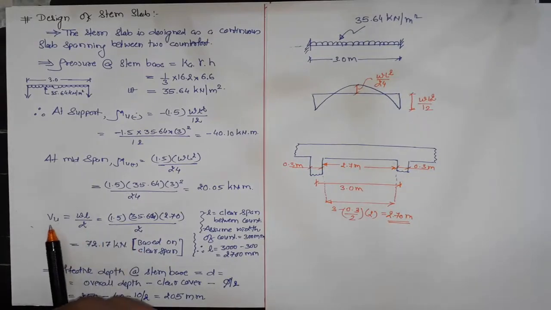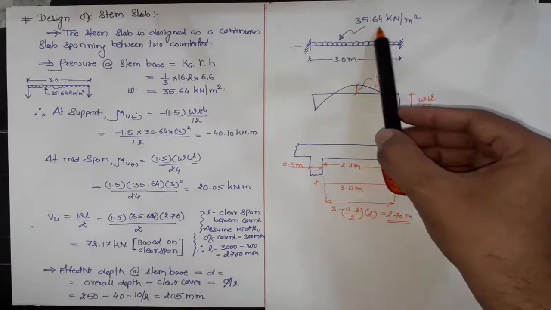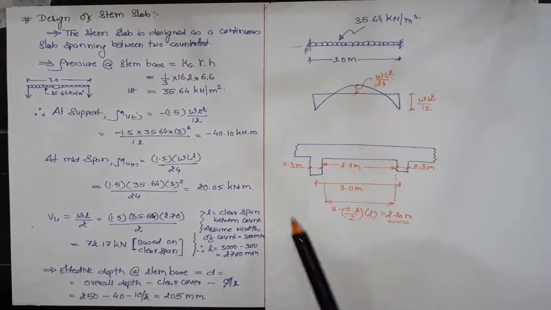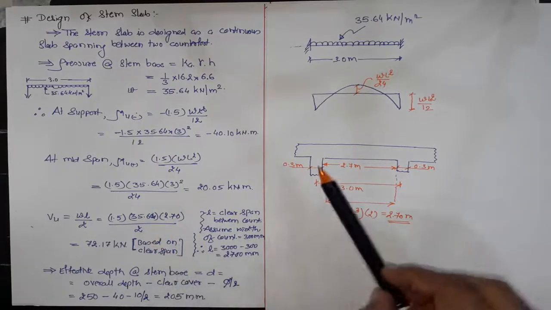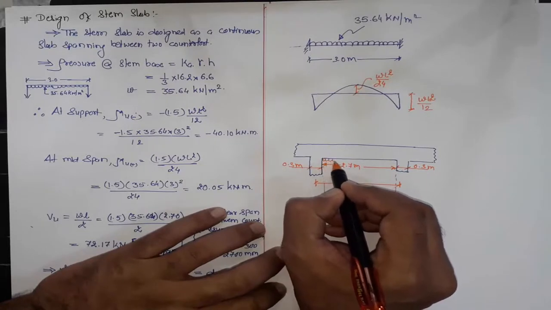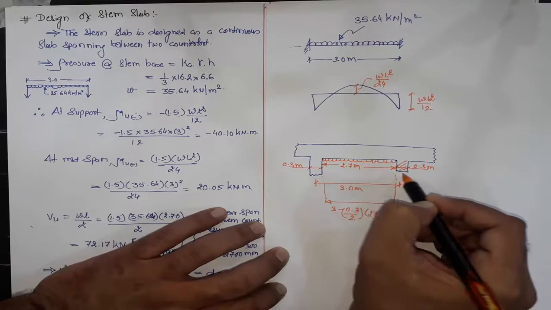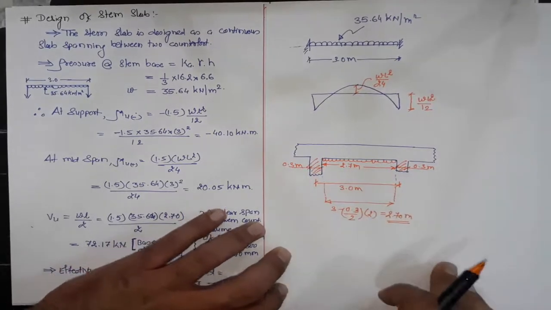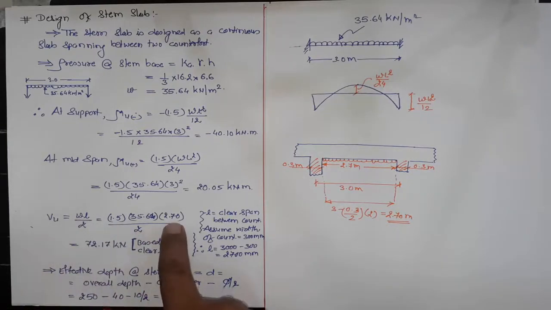To determine the ultimate shear capacity, the formula will be WL by 2 into 1.5. This is the factor of safety. Therefore, W is 35.64 kN per meter square. This is the pressure intensity acting on the stem base, and the soil is acting in this portion only. In other words, we are supposed to exclude the concrete volume of this counterfort. Therefore, now our length will be 2.7 meter.